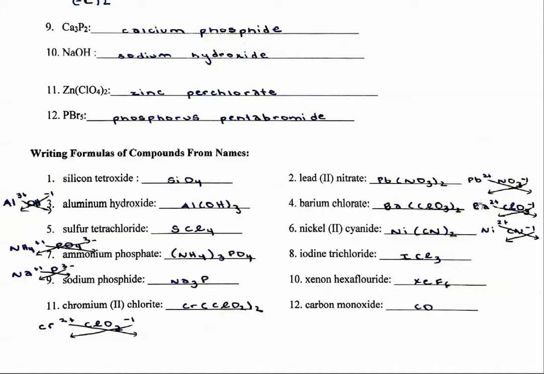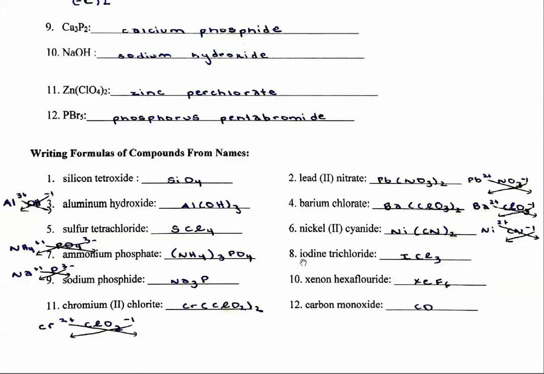Okay. Barium chlorate. Barium has a +2 charge. Chlorate has a -1 charge. When I cross my charges, again, chlorate goes in parentheses with a 2. Okay. Nickel 2 cyanide. Nickel has a +2 charge. Cyanide has a -1 charge. Cross your charges again. I hope this is getting super repetitive, guys. Nickel, in parentheses, CN, in parentheses, 2.